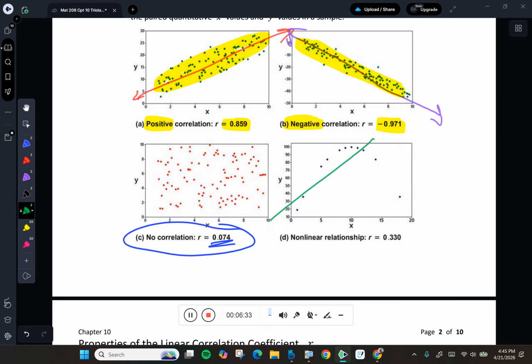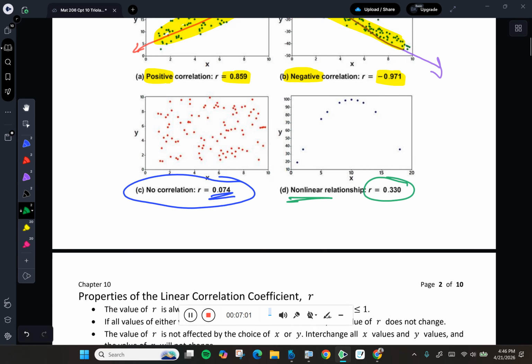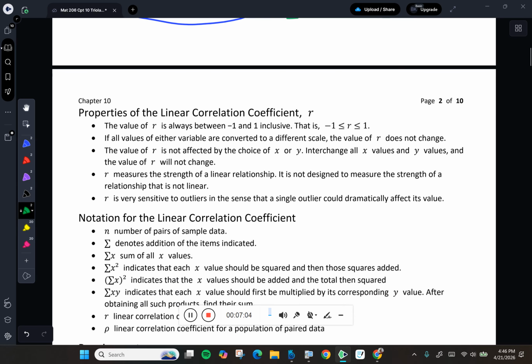And can you put a line through that? Well, no, I don't think I could. Any line I'd try to put through it isn't going to fit the overall pattern. So this one has a fairly poor correlation, 0.3, closer to 0 than it is to 1. And it's kind of obvious from the picture that we're looking at some sort of non-linear relationship, because it looks like I could find some sort of algebra that would fit that. It just wouldn't be a line. Right? All right, some properties of that.